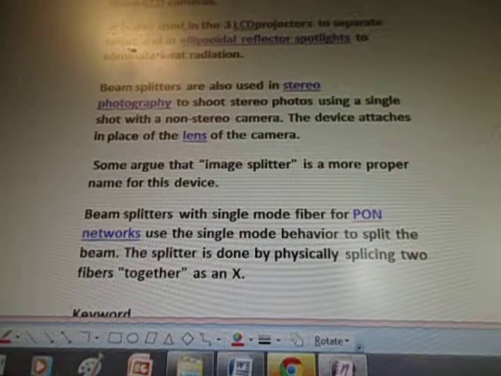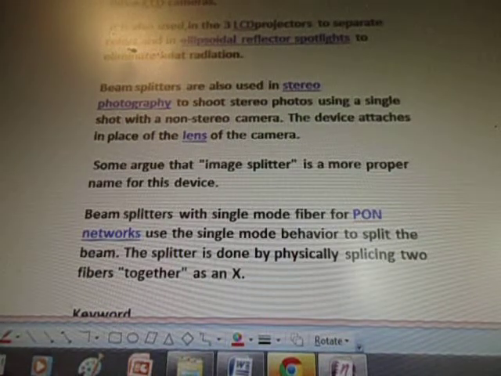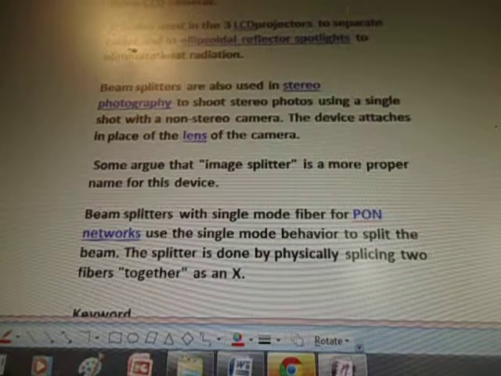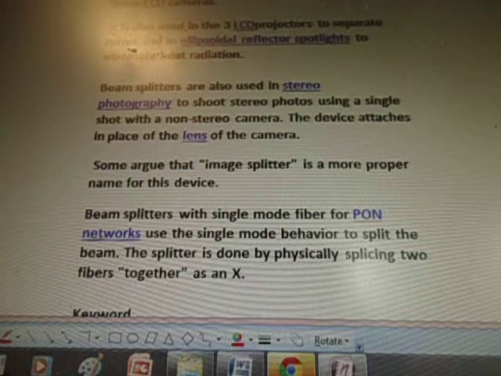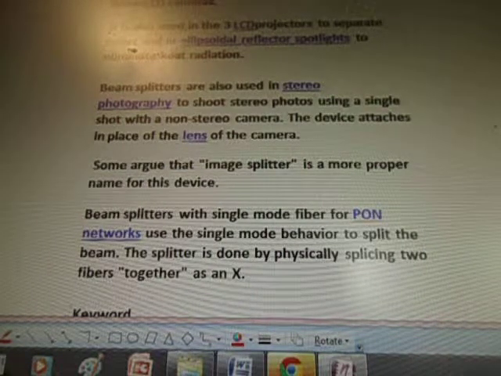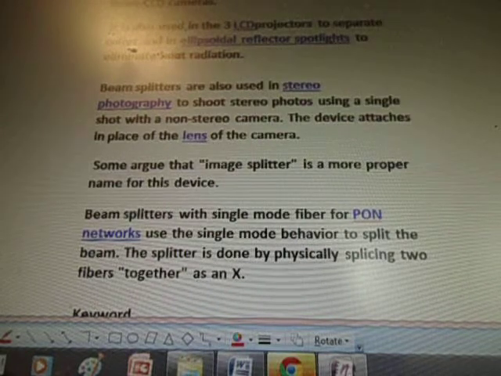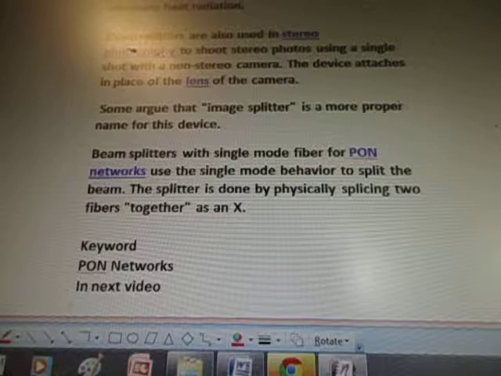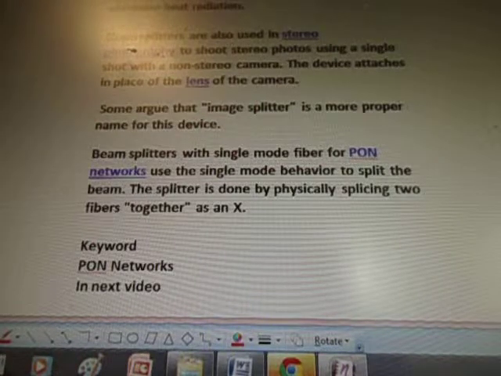Beam splitters are also used in stereo photography to shoot stereo photos using a single shot with a non-stereo camera. The device attaches in the place of the lens of the camera. Some argue that image splitter is a more proper name for this device. Beam splitters with single-mode fiber for PON networks use a single-mode behavior to split the beam. The splitter is done by physically splicing two fibers together as an X.